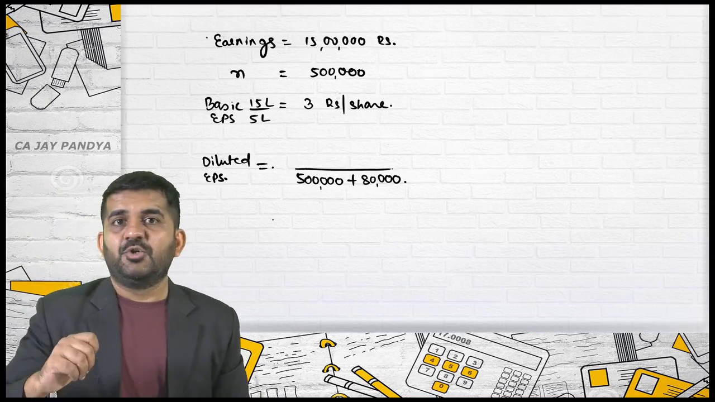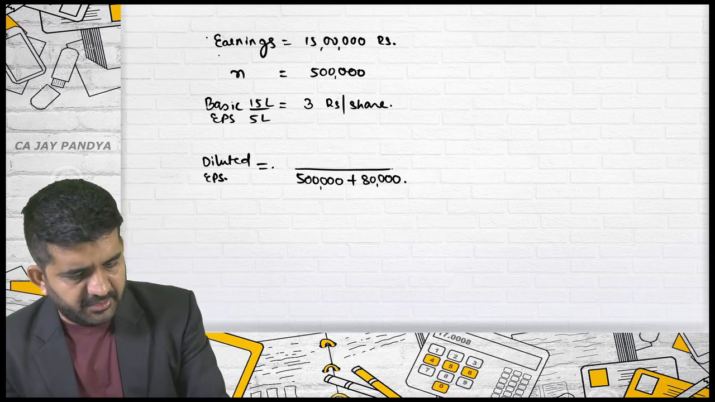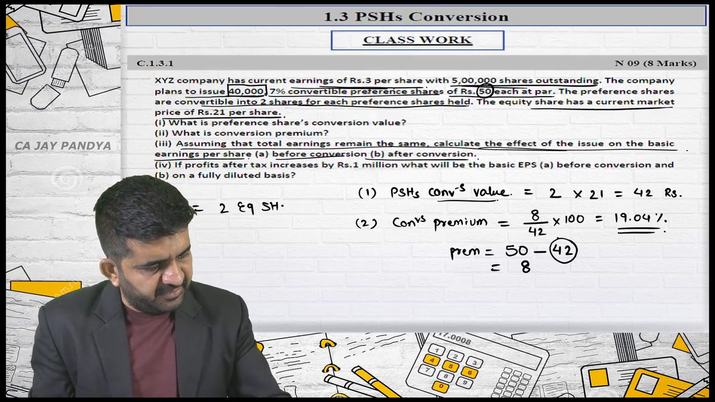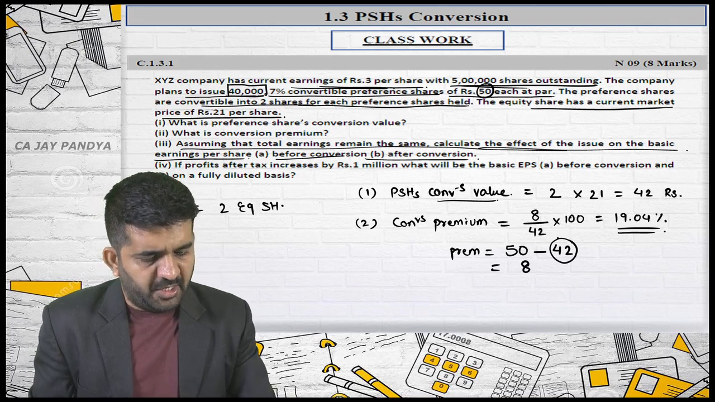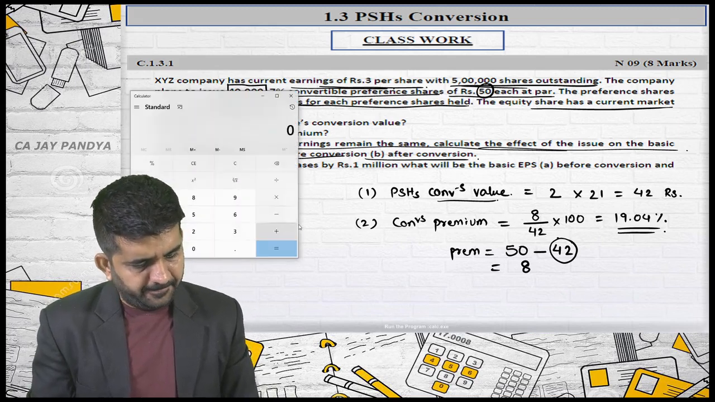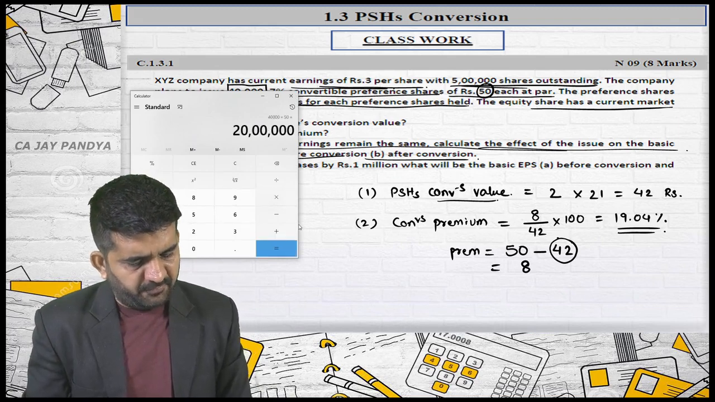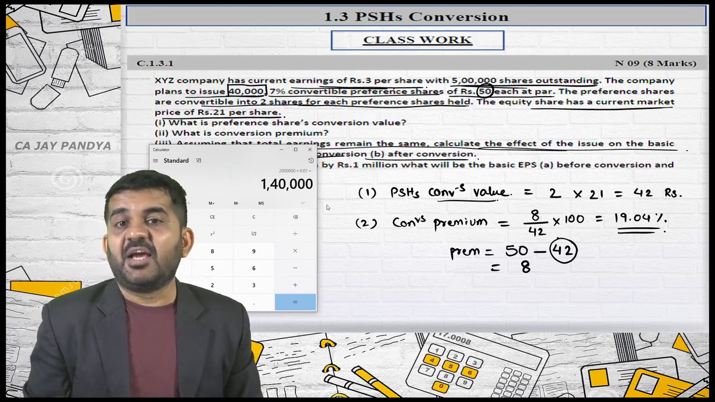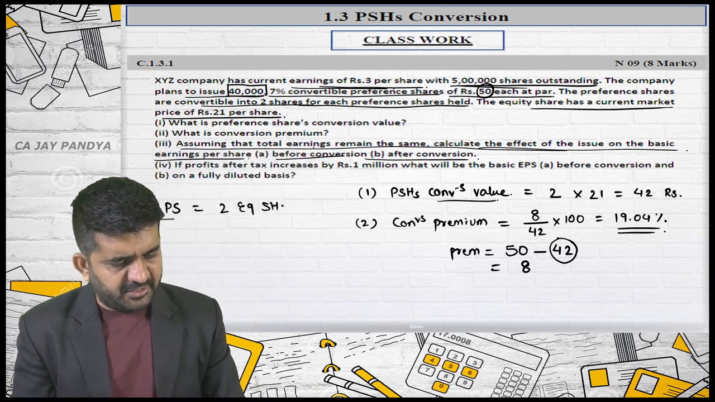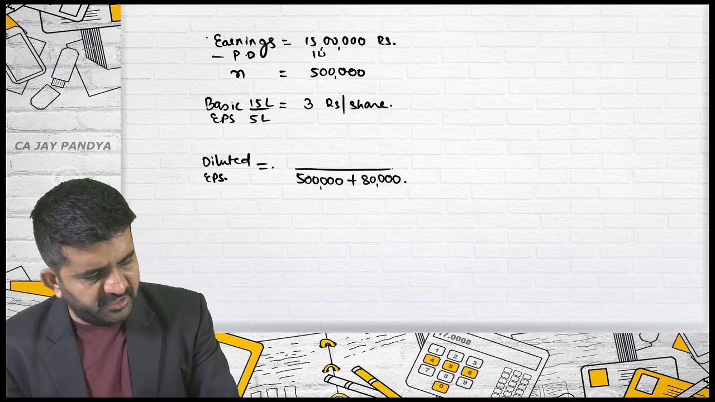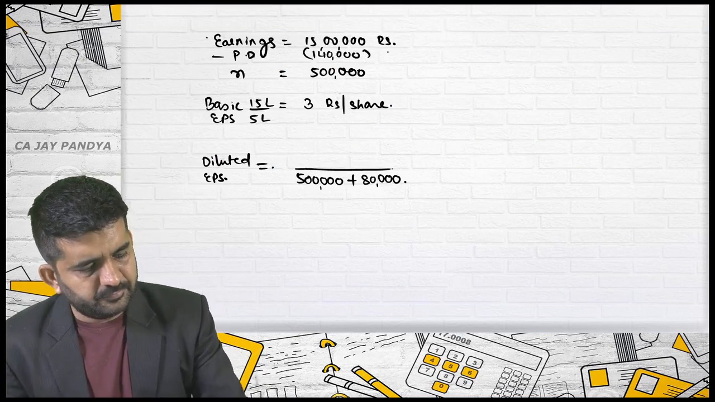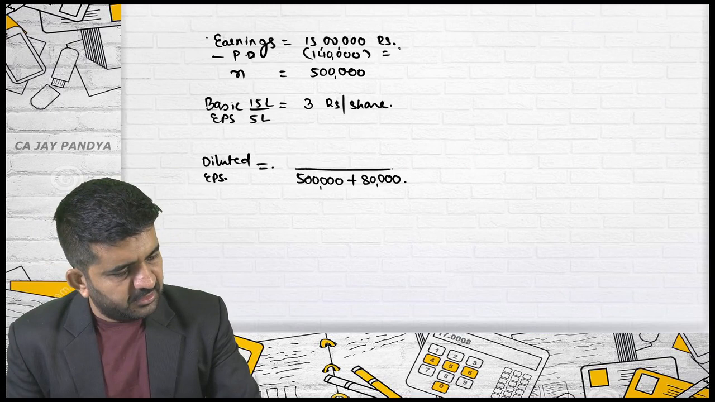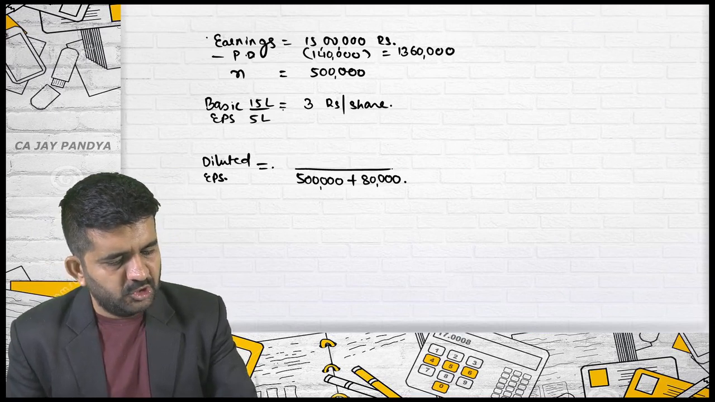So I have assumed that they have deducted the preference dividend, but the preference dividend is yet to be deducted. And what will be the preference dividend? 40,000 into 50 is par value, multiplied by 7%. It is 1,40,000, which should be deducted. So earnings available to equity shareholders will be 13,60,000. So I need to correct this.